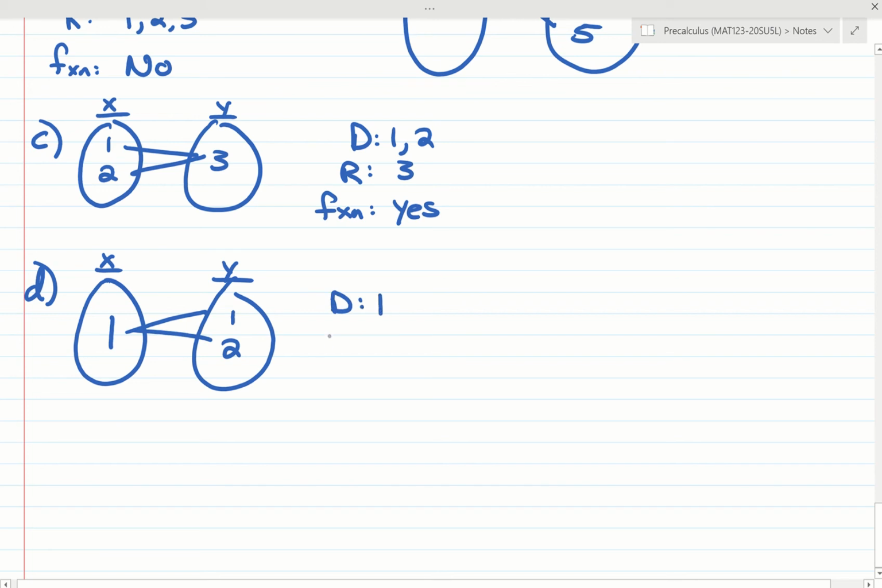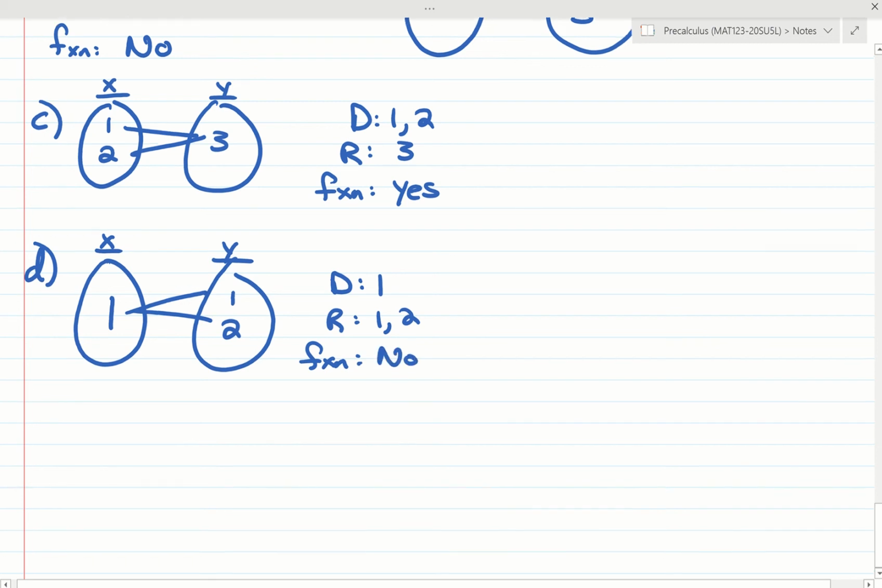The domain would be 1. The range would be 1 and 2. Now, is this a function? No, because you see how 1's going to 1 and it's also going to 2. So that's why it's not a function.